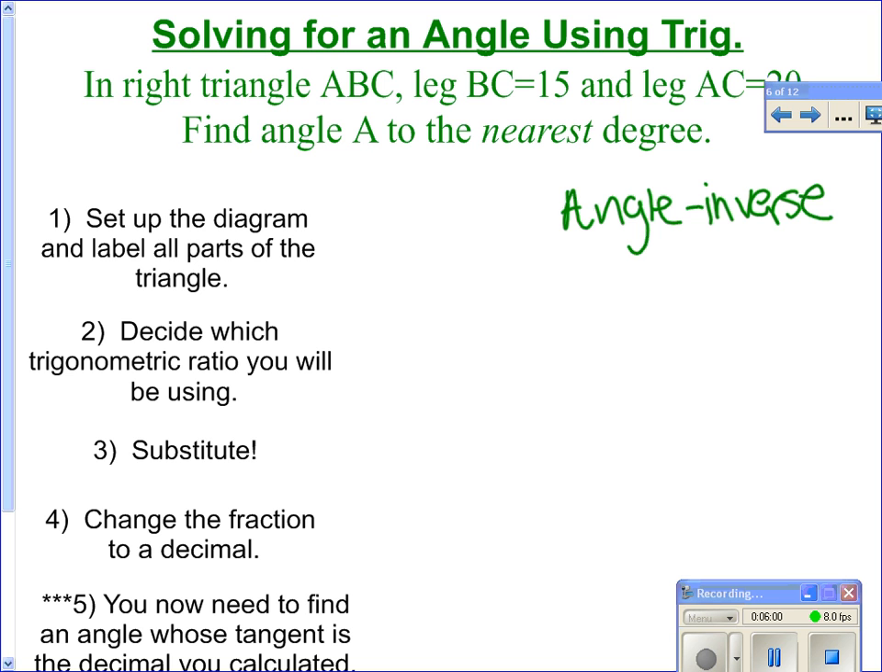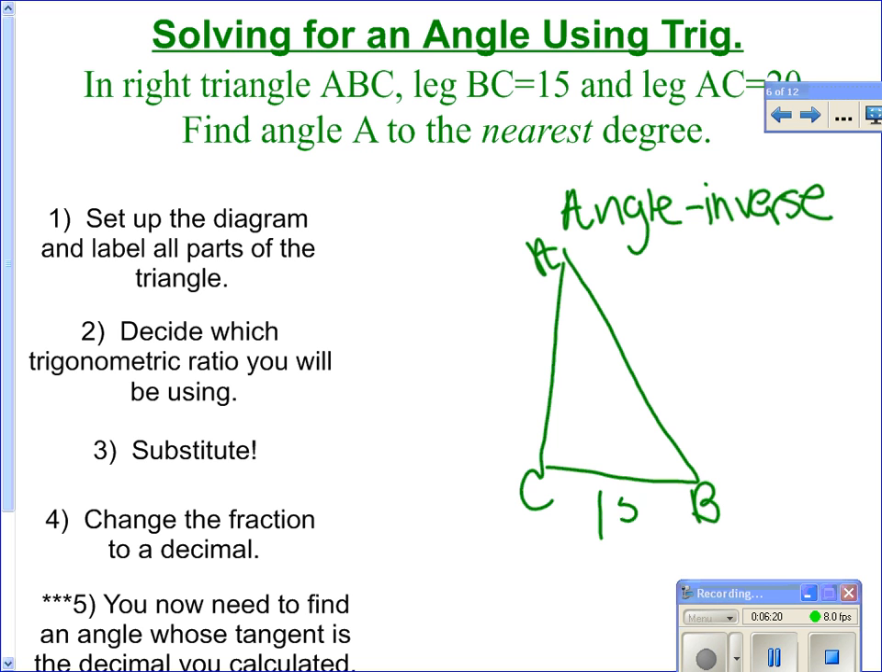So I'm going to go ahead and set up the triangle just like I would if we were solving for a side, and then the end part's going to be a little bit different. So here we have a right triangle. It says leg BC and leg AC. So C and B are a leg, and A and C are a leg. So here's my hypotenuse. They tell us that leg BC is 15 and leg AC is 20. And they want us to find the measure of A.